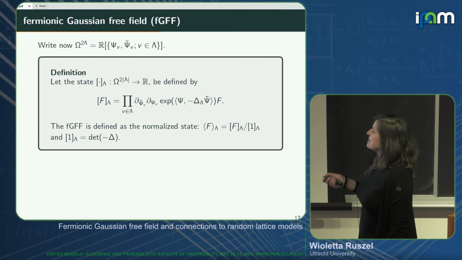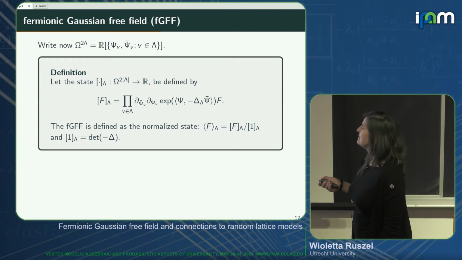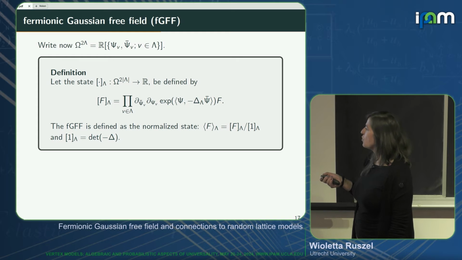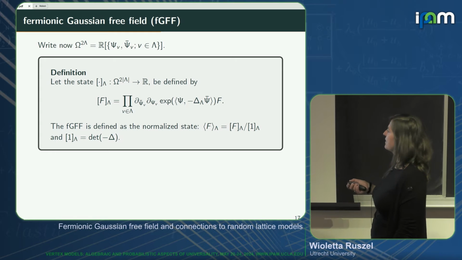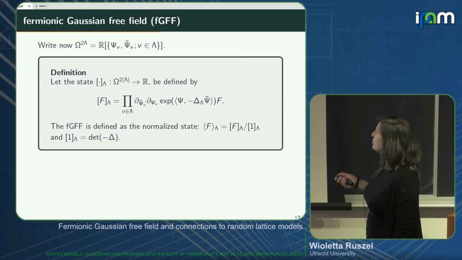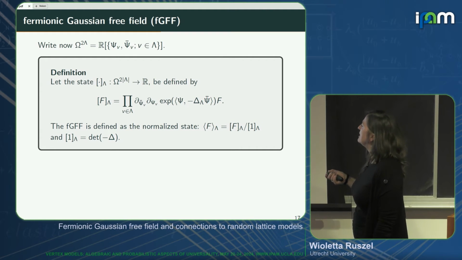And the Fermionic Gaussian free field is just the normalized state under this rule. So I have here the derivation with respect to all the generators of the exponential of the inner product of all my generators. This is just the normal graph Laplacian with Dirichlet boundary conditions. Here is the other pair of the generators, and I'm multiplying it with f. And I'm normalizing it because if I want to have a normalized state, it's not really a probability, but you want it to resemble something normalized, because I will match it to a probability later.